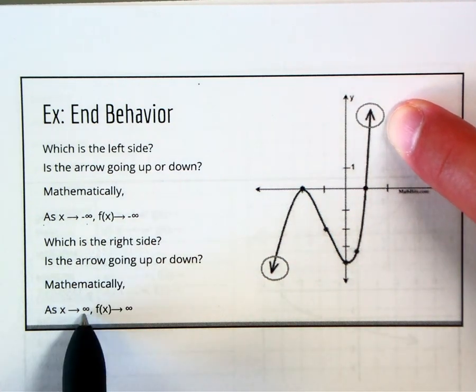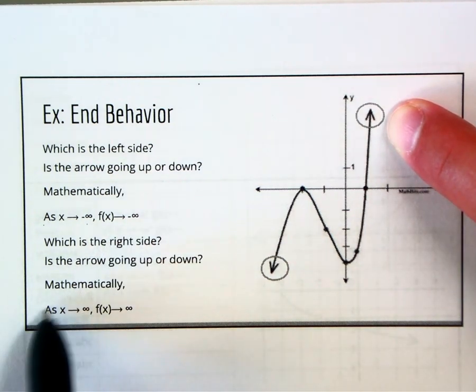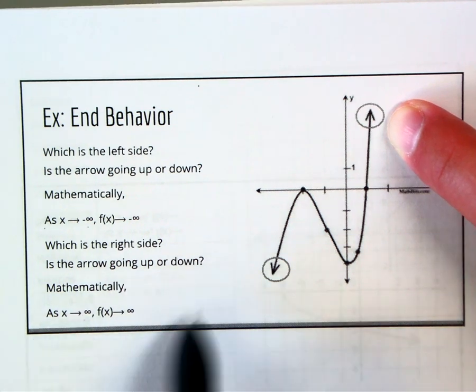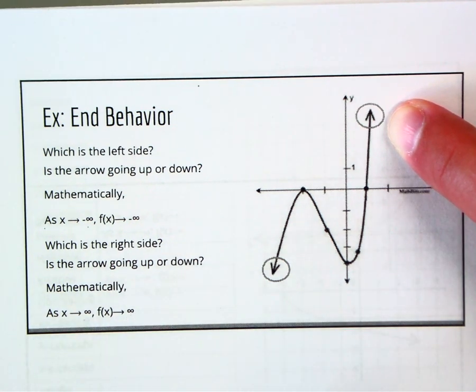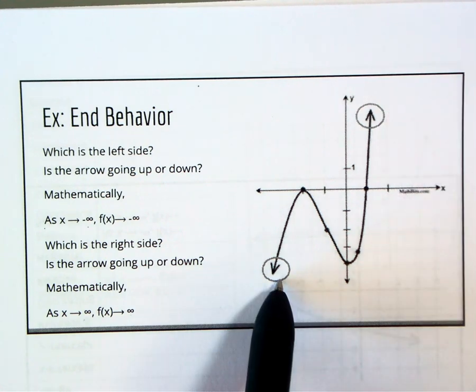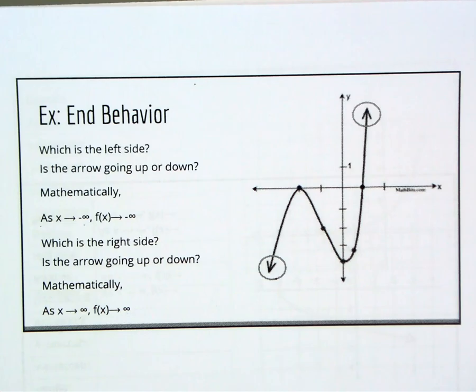So as x approaches positive infinity, that just means what is the right side doing? F of x approaches positive infinity. So if I were to say really simply, this end behavior is down, up. It's pretty simple. It's pretty quick.